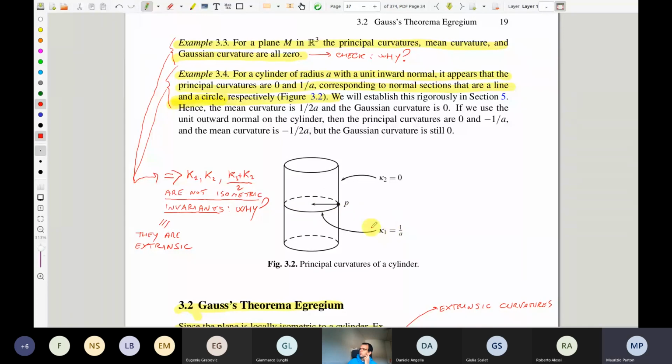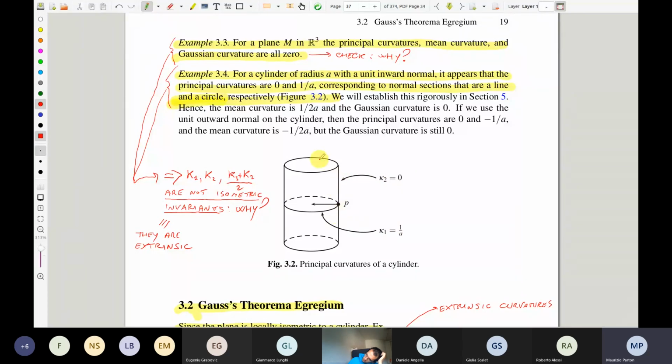So the biggest principal curvature is 1 over A, and the smallest one, if you take the last section on the directrix, on this line in the cylinder, then you obtain the second curvature is 0. And this means that their product, the total curvature, the Gaussian curvature, is 0. And this means, we will see why, that eventually the cylinder is locally just the plane.